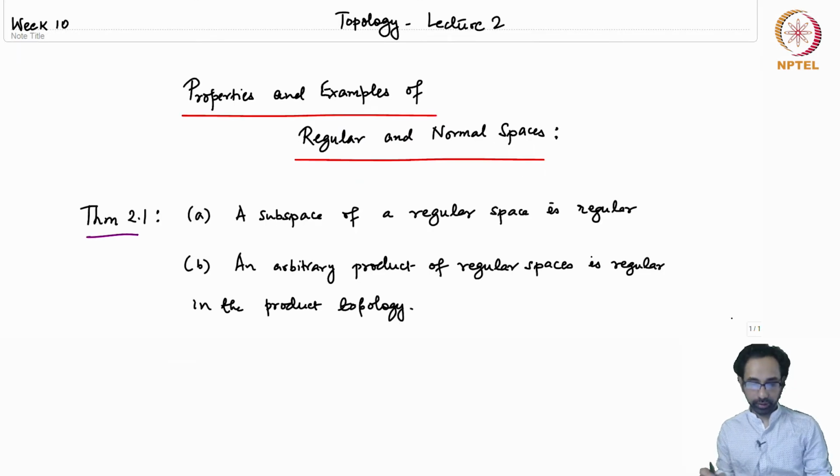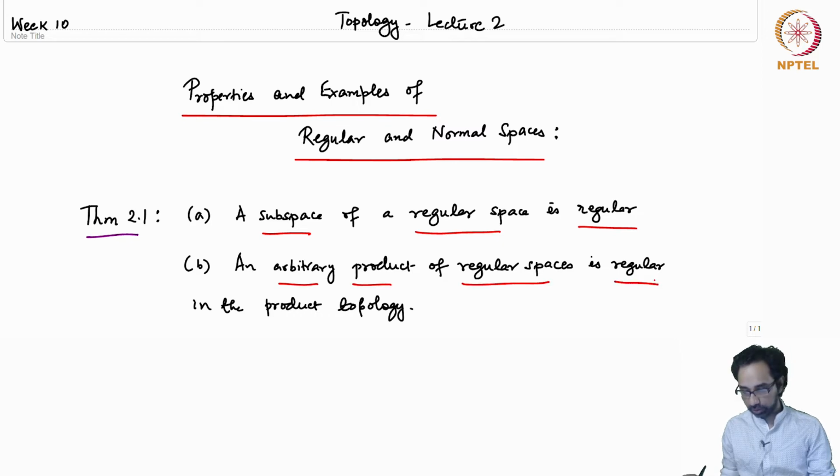So here's the theorem. The first part says that a subspace of a regular space is a regular space in its subspace topology, and the second part says that the arbitrary product of regular spaces is regular in the product topology. So let us see a proof of this theorem, but I want to give you an exercise.